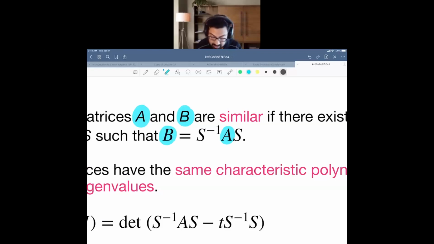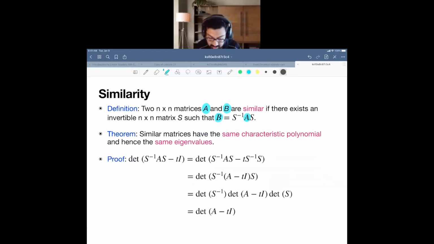And if there is such an S that exists, then you consider A and B to be similar to each other. What is good about being similar is that if two matrices are similar, then they have the exact same characteristic polynomial, which also means that they have the same eigenvalues. Not true for eigenvectors. Their eigenvectors are not the same.